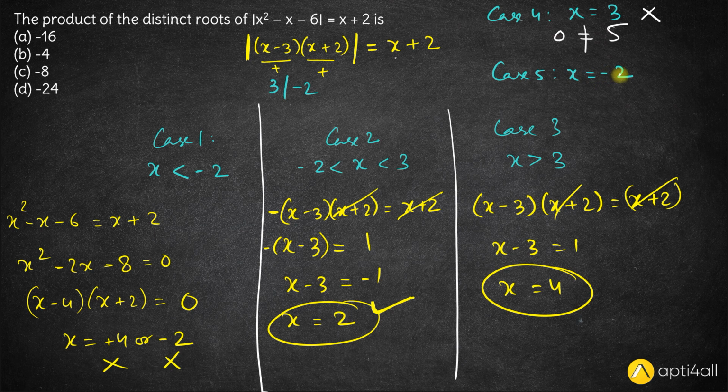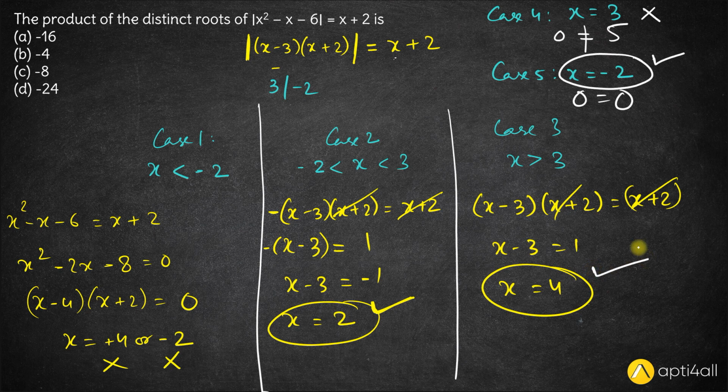What about x equals to minus 2? Will it satisfy? If you put x equals to minus 2, here this part becomes 0. So the left hand side becomes 0 into something, which will be 0, and the right hand side will become minus 2 plus 2, which is also 0. So 0 equals to 0. So x equals to minus 2 satisfies the equation given.